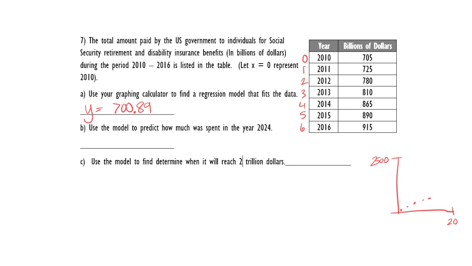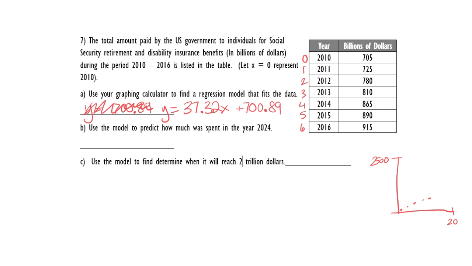Oh, something looks funny on mine. Hang on just a second. Yeah, I had done the wrong linear, and it swapped my slope and my intercept. I'm going to undo that. Sorry. Here we go. Y equals 37.32x plus 700.89.